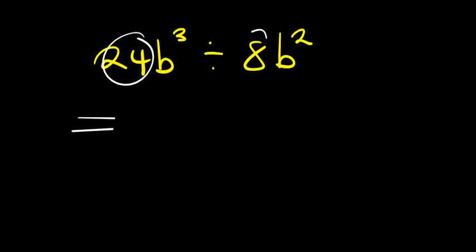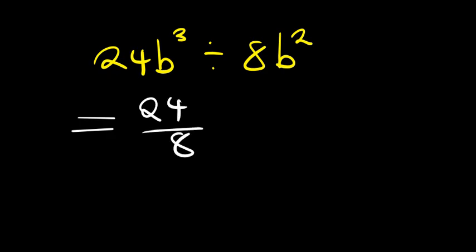24 divided by 8. So if you have got 24 divided by 8, what's your answer? How many times can 8 go into 24? It goes 3 times, right? So I'm going to have 3.